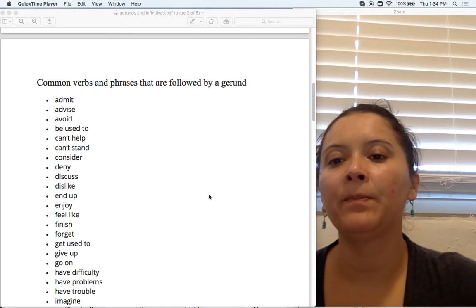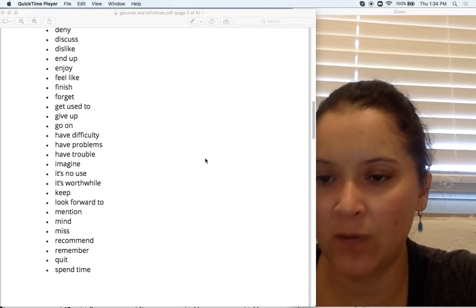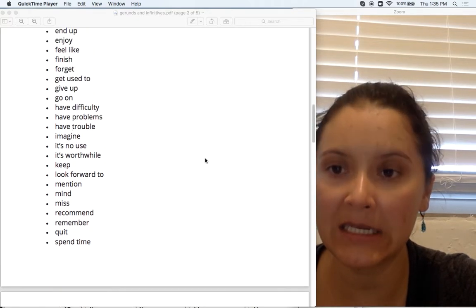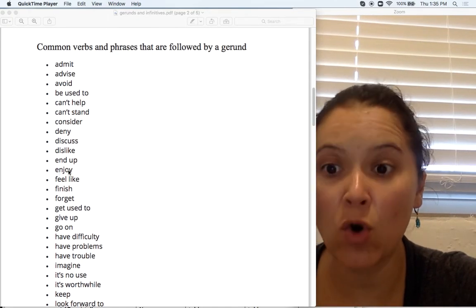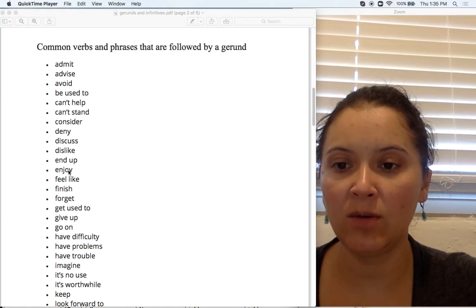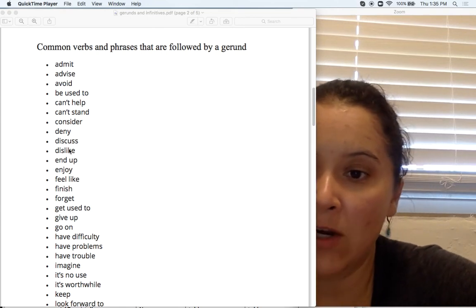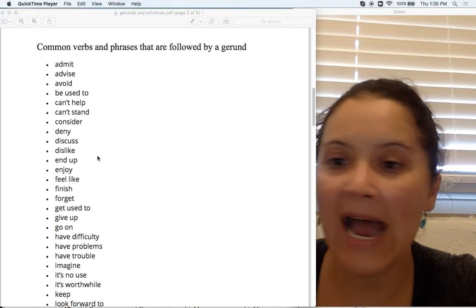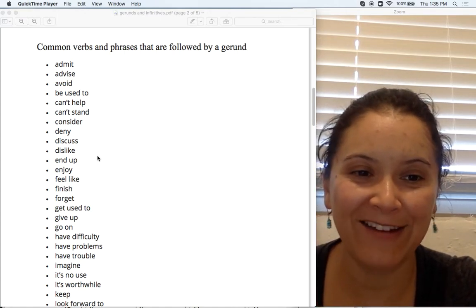use them, right? So here, you'll see that this list of verbs is the list of verbs that usually contains a gerund afterwards. So if I have the word enjoy, I know that the next verb is going to be an ing. I enjoy working. I know if I have dislike, the next verb is going to be ing. I dislike driving on I-95, which is true.